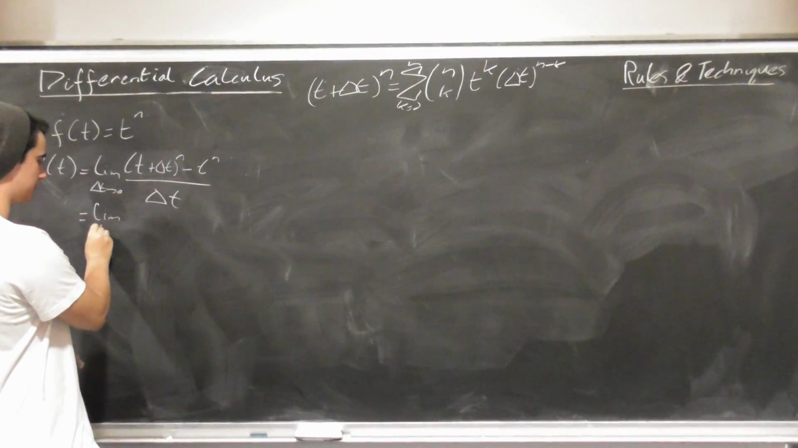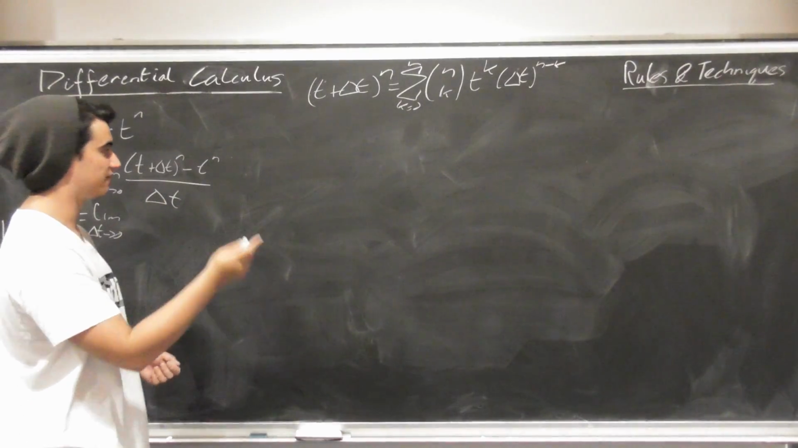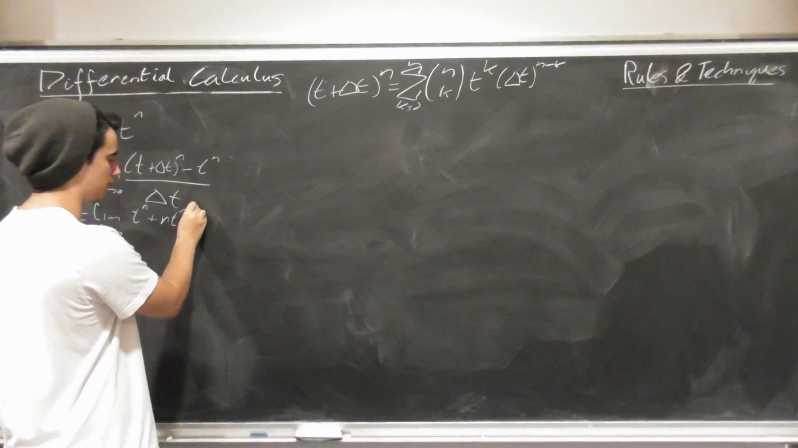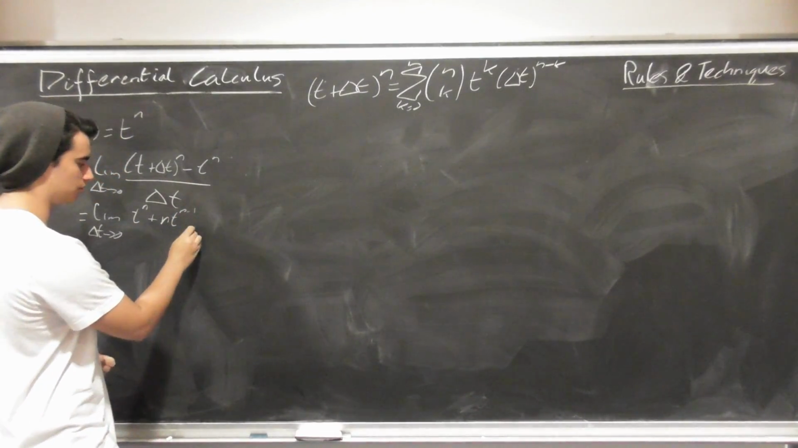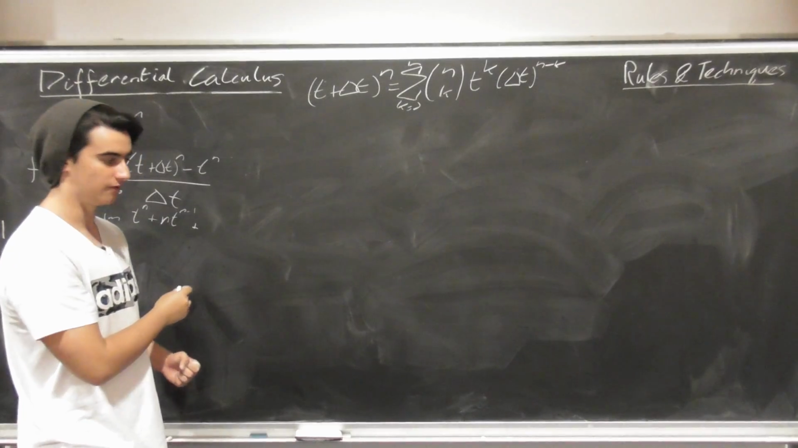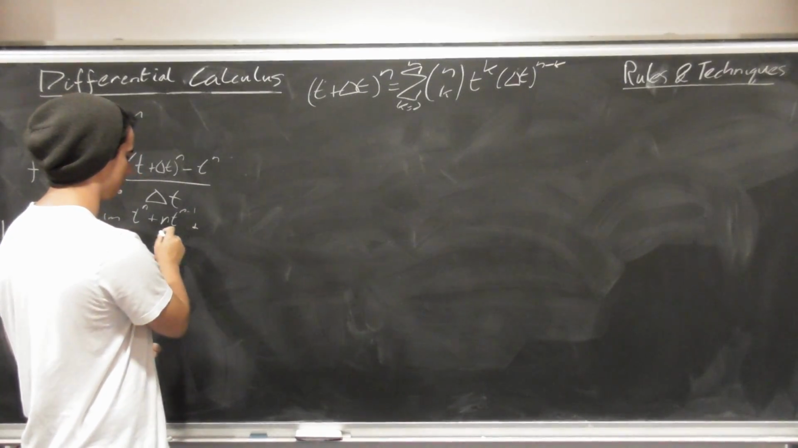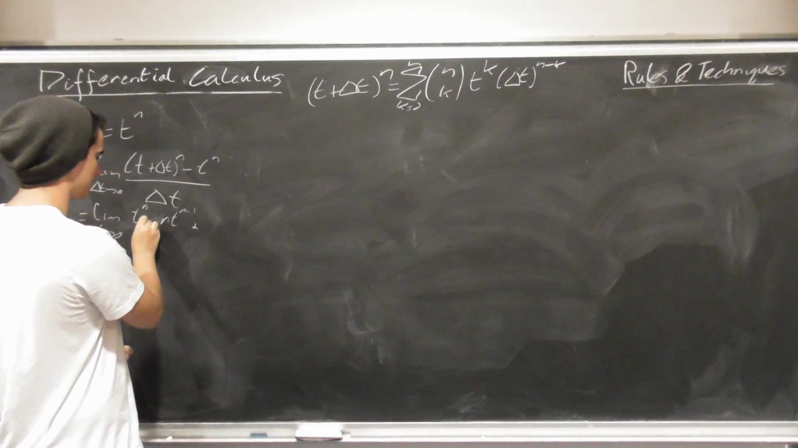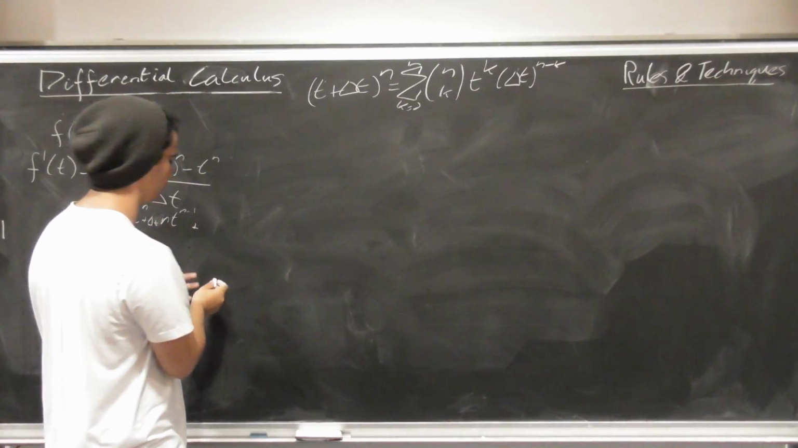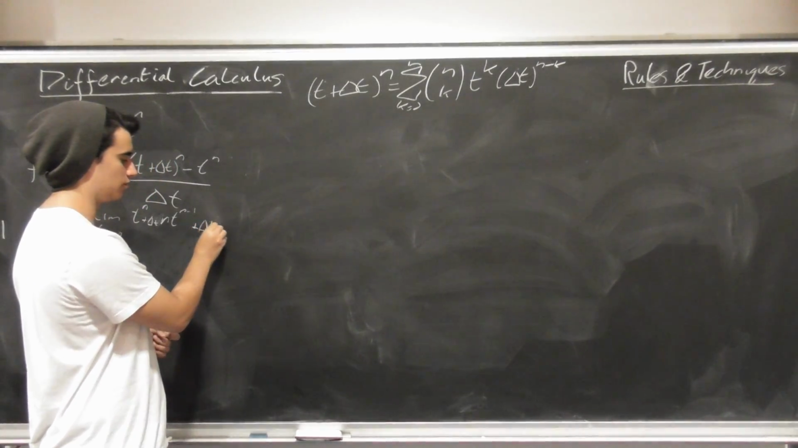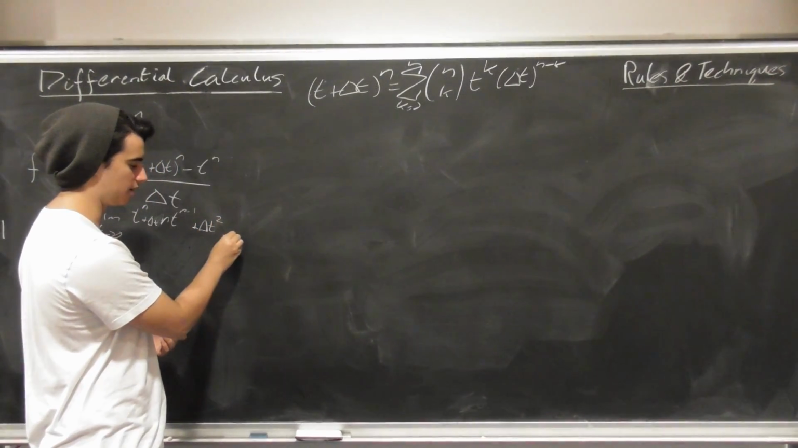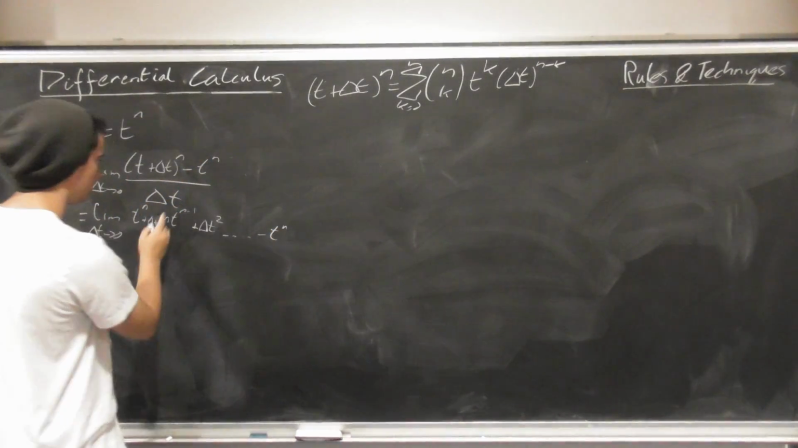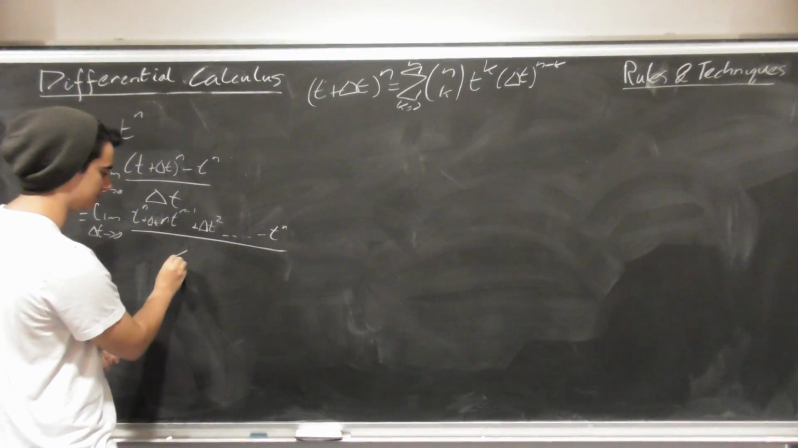So when we have the limit as t goes to 0, the first term will be t to the n plus n times t to the n minus 1 times delta t, and then we'll get some functions. The rest of them will all be delta t to some squared or some higher power, but we don't need to worry about that. Minus t to the n, which is from up here, all over delta t.